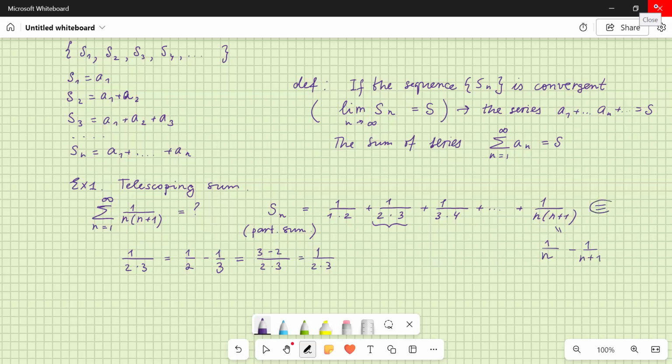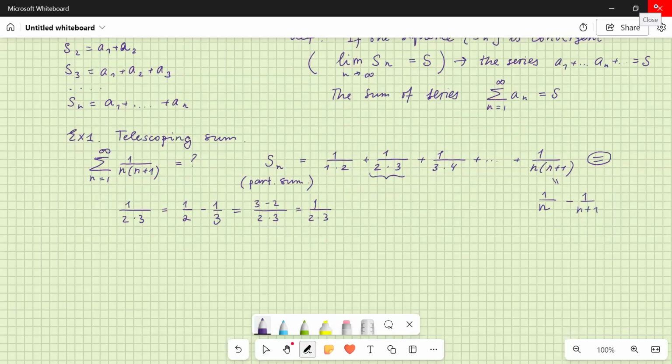Let's see now how my sum is going to look if each of these fractions I represent as a difference of two fractions, like partial fractions, right? I'm going to do it. My first difference is going to be 1 over 1 minus 1 over 2, plus 1 over 2 minus 1 over 3, plus 1 over 3 minus 1 over 4, plus lots of other terms. And the last term is going to be 1 over n minus 1 over n plus 1.